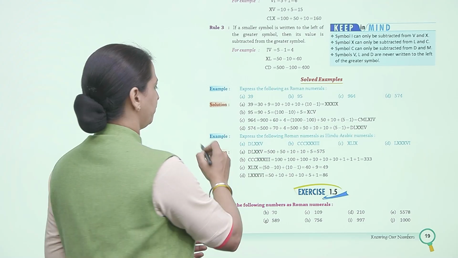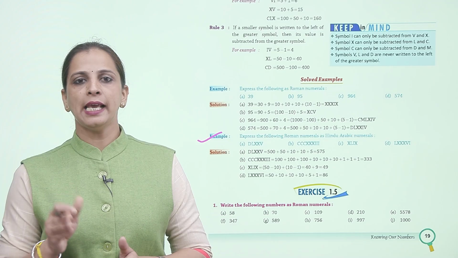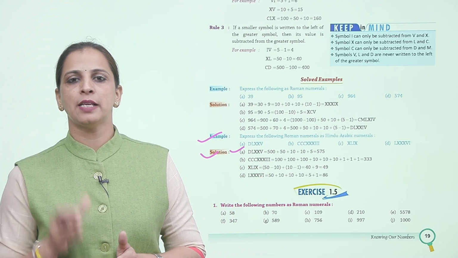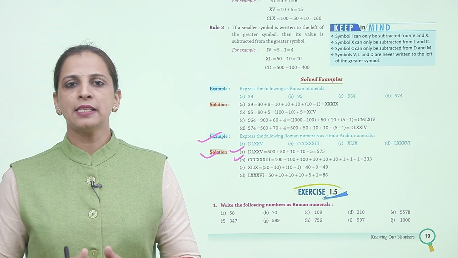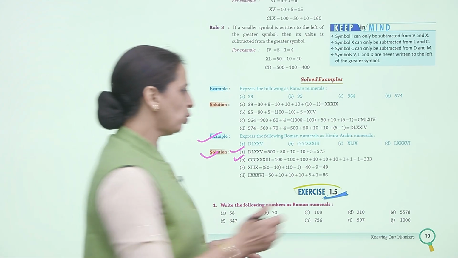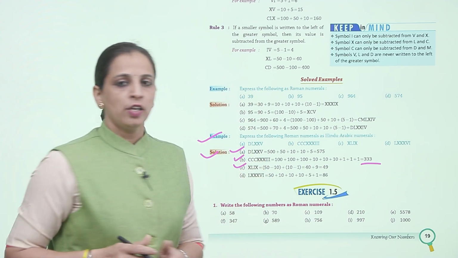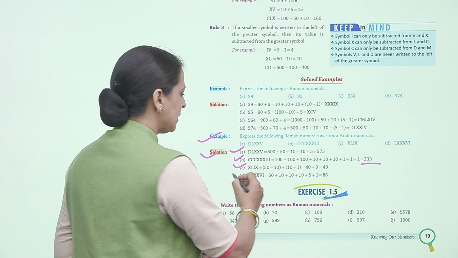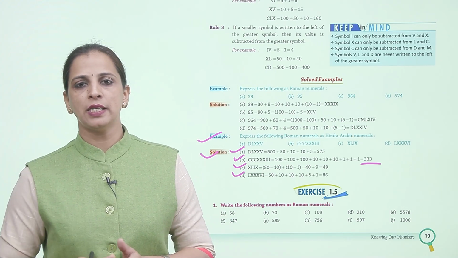Now, next example: Express the following Roman numerals as Hindu-Arabic numerals. A is DLXXV. Solution: DLXXV is equal to 500 plus 50 plus 10 plus 10 plus 5, which is 575. B is CCCXXXIII, that is 3 times 100 plus 3 times 10 plus 3 times 1, which equals 333. C is XLIX: 50 minus 10 plus 10 minus 1 is equal to 40 plus 9, which is 49. D is LXXVI, that is 50 plus 3 times 10 plus 5 plus 1, which is equal to 86.